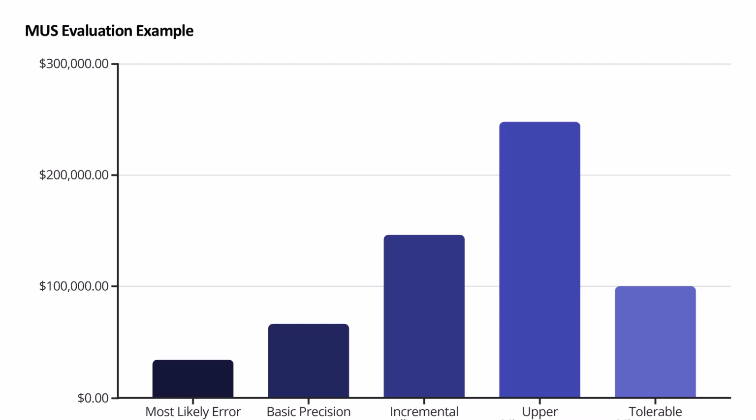MUS evaluation example. Let's calculate a real MUS evaluation together. Imagine we have a sample of 225 items from a $5 million accounts receivable population, and we found 6 errors. The errors have the following book values and taint percentages. Error 1, $12,000 with 30% taint. Error 2, $8,000 with 25% taint. Error 3, $5,000 with 100% taint.